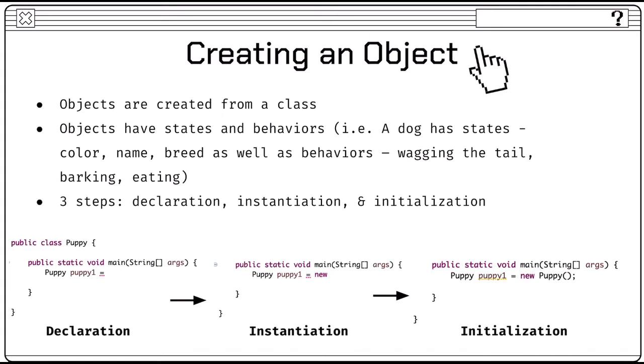Another thing to know about classes is that they create objects. Objects have states and behaviors. For example, a dog has states. They have a color, a name, and a breed. And as for behaviors, a dog wags its tail, barks, and eats.